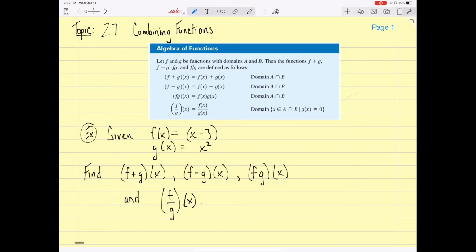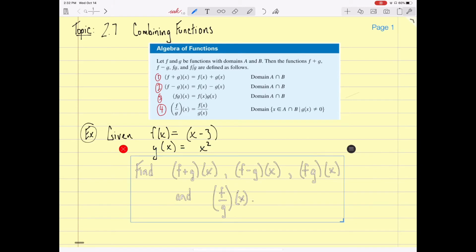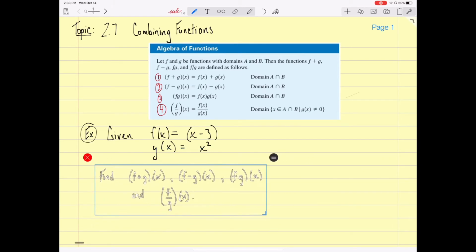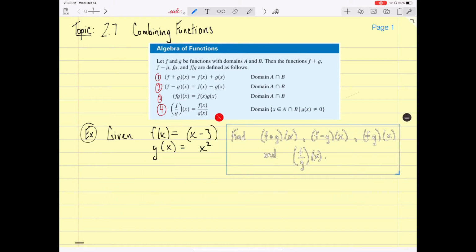So I remember first looking at this and it looks like nonsense. So here are the four things we're really looking at, and we'll talk about those as we complete these problems. So for this first one, it says find all four of those things. Let me shrink this a little bit. Okay, so we're going to find each of those for these two functions. So we get f of x is x minus 3, and x squared is g of x.